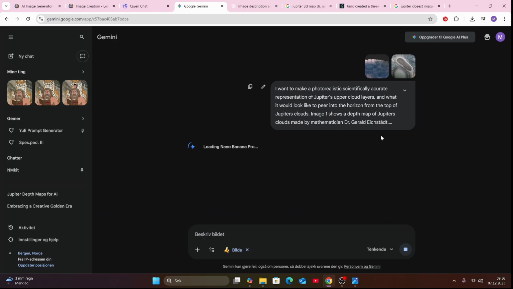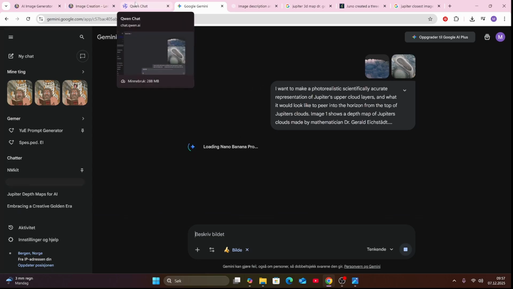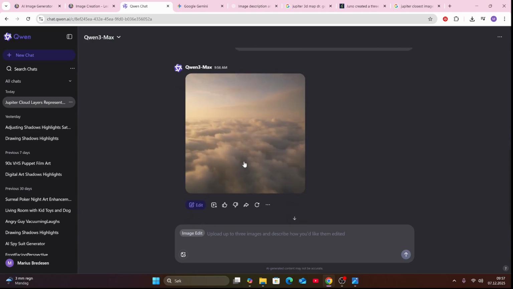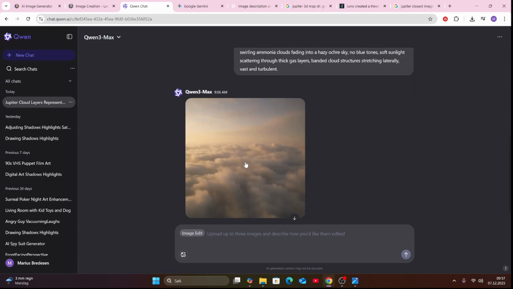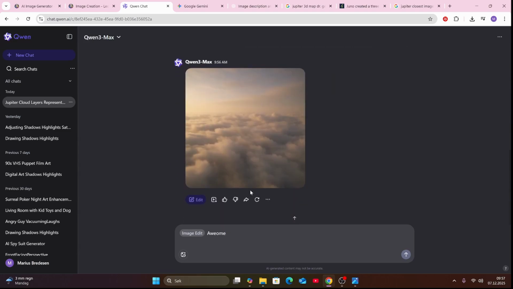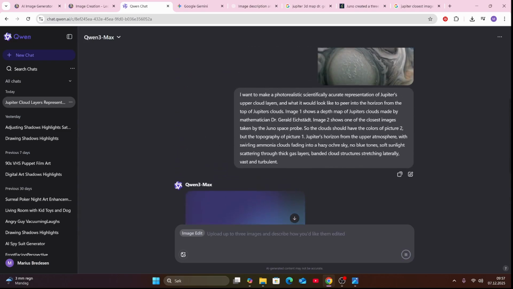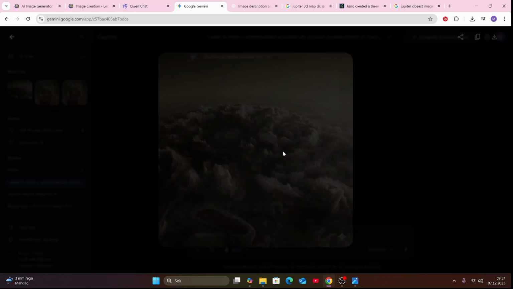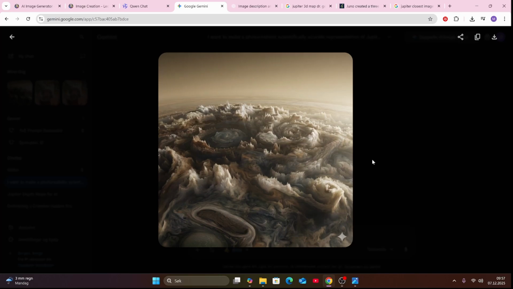So both of these are very powerful models, Qwen and Gemini. And here we have Nano Banana Pro, which is like the best. Wow! That looks so sick. But I don't really see the topography here. Awesome. You know what? We'll try again. We'll just click regenerate and see what happens. Wow! Oh my god! Oh my freaking god, man!